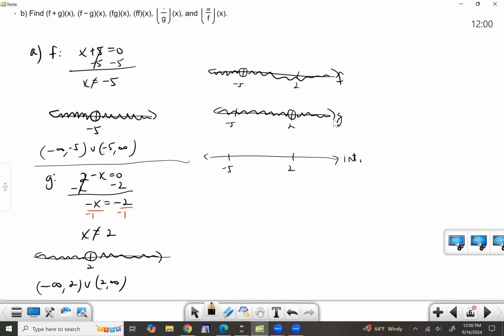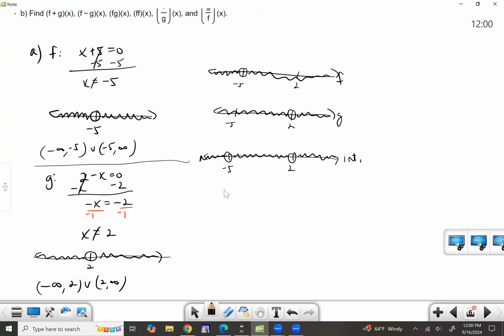So we're looking for the overlap. We can see this region's been double shaded, so I am going to include that region. But -5 itself has not been double shaded, so I have to open that up. This region here has been double shaded, so I'm going to go ahead and shade that. But 2 has not been double shaded. It's not shaded on G, so I'm going to open it up. And then this region has been double shaded, so I'm going to go ahead and shade that.